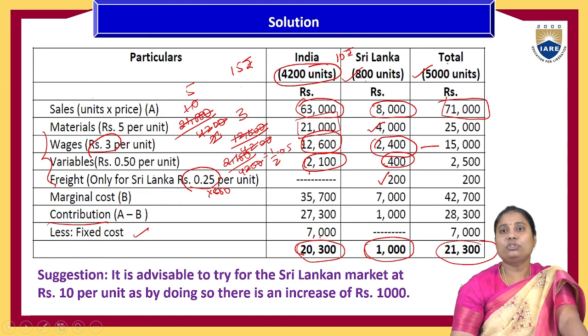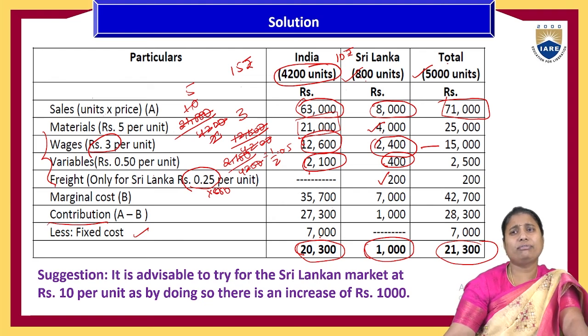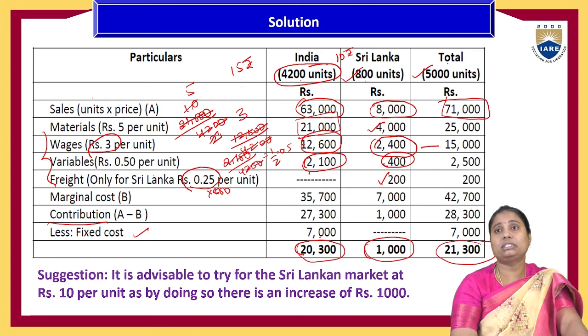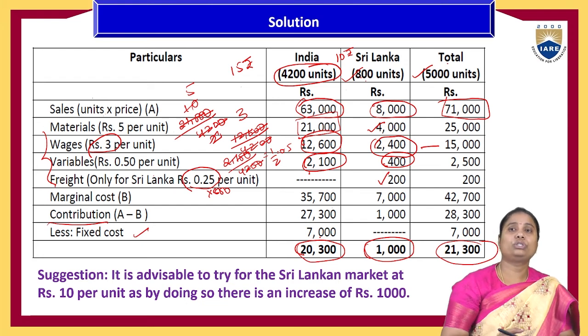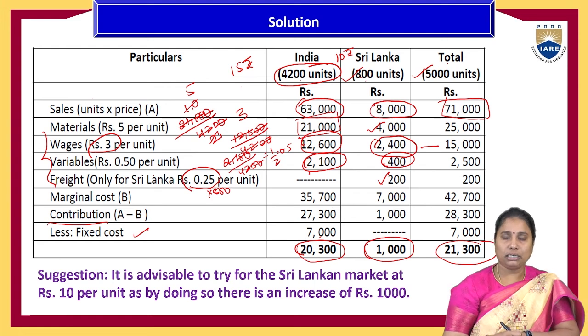So it is advisable to try for the Sri Lankan market at 10 rupees per unit, as by doing so they can increase sales by 800 units with a contribution towards that particular product. So that is the analysis of this particular problem.